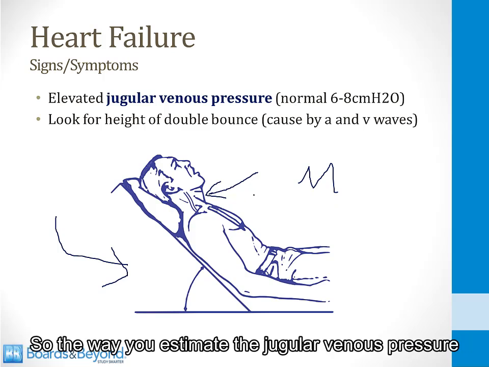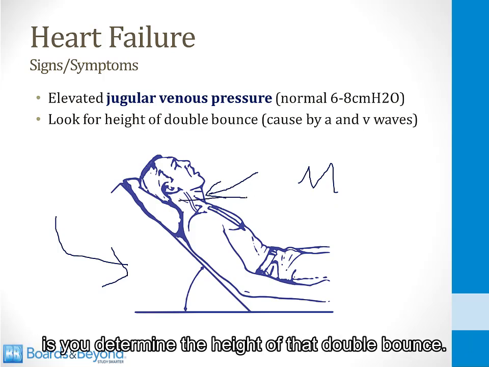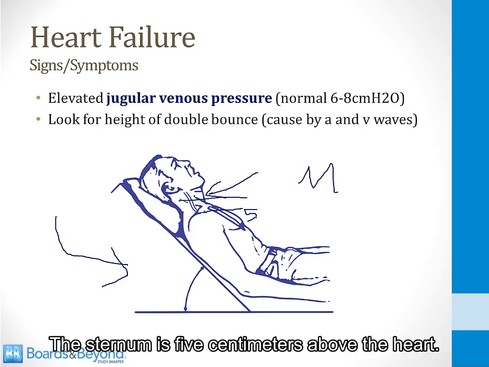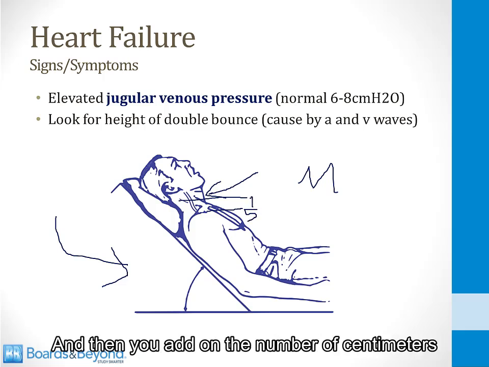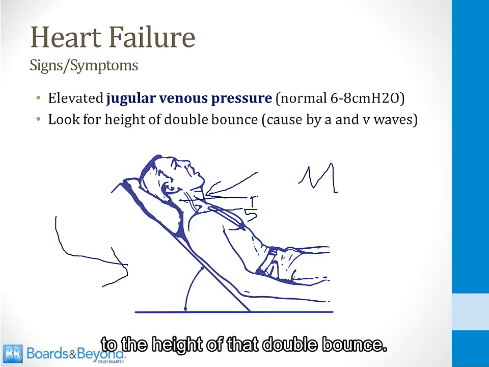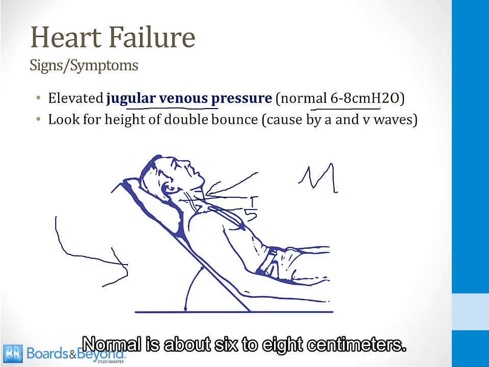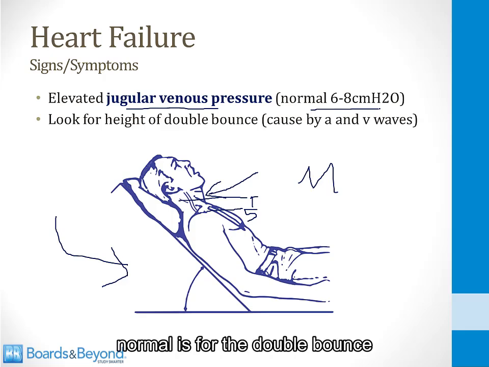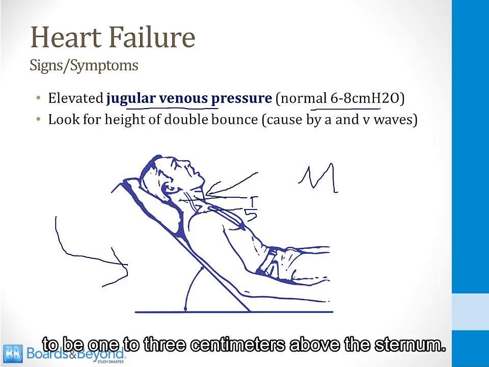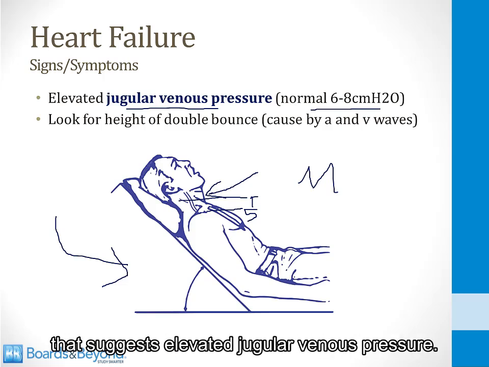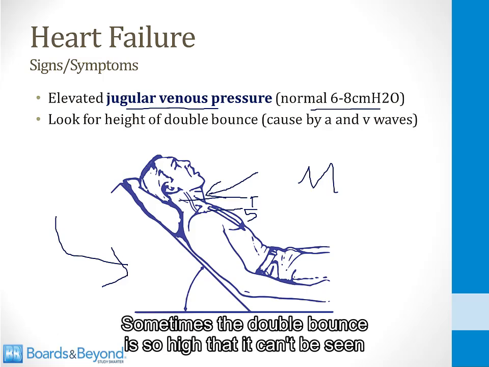So the way you estimate the jugular venous pressure is you determine the height of that double bounce. You then compare that to the height of the sternum. The sternum is 5 centimeters above the heart, and then you add on the number of centimeters to the height of that double bounce. And this estimates what's known as the jugular venous pressure. Normal is about 6 to 8 centimeters. So in other words, normal is for the double bounce to be 1 to 3 centimeters above the sternum. If the double bounce is much higher than that, that suggests elevated jugular venous pressure.